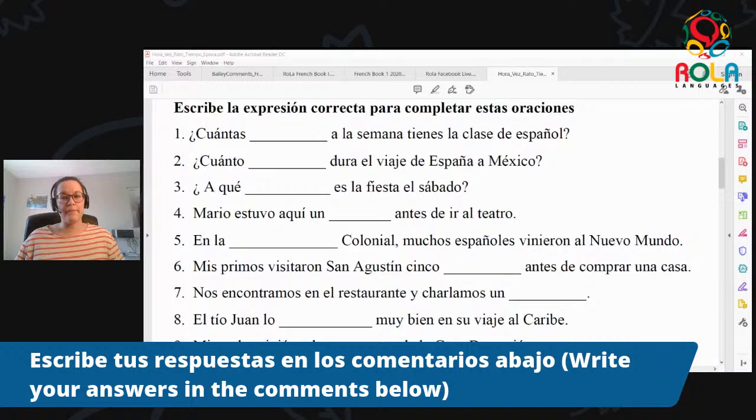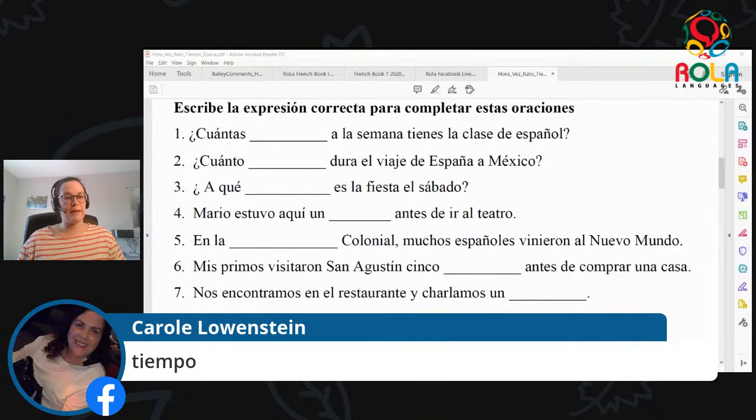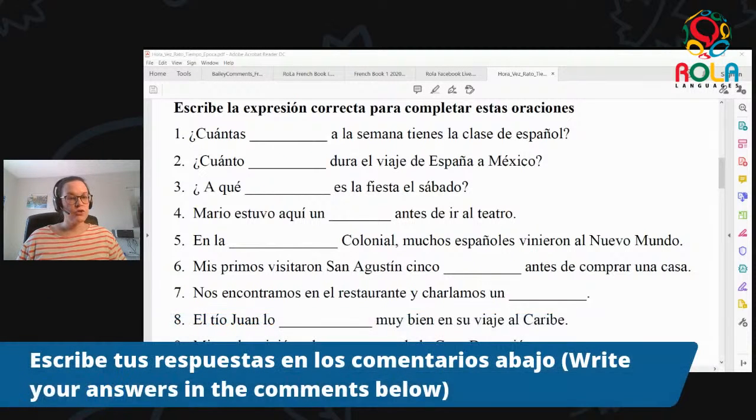So, ¿cuánto tiempo dura el viaje de España a México? How much time does the trip take from Spain to Mexico? So this is again the abstract idea of time. ¿Cuánto tiempo? Sí. ¿Cuánto tiempo? How much time? Número 3.